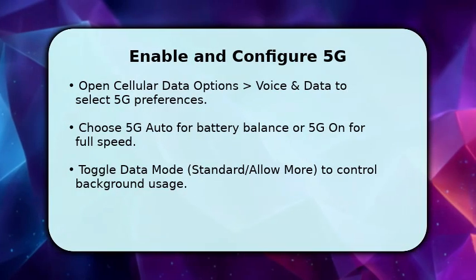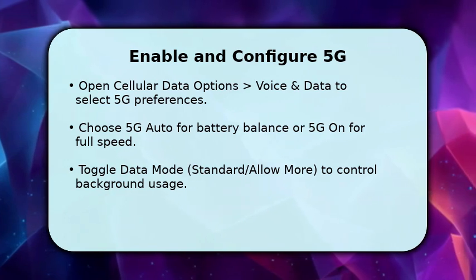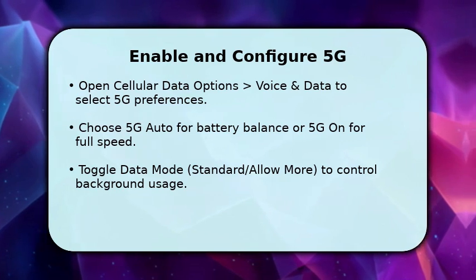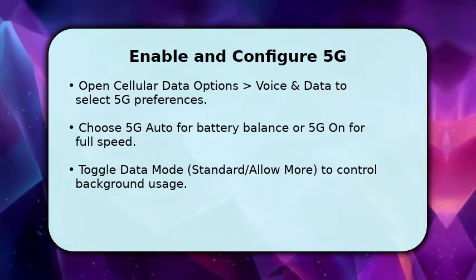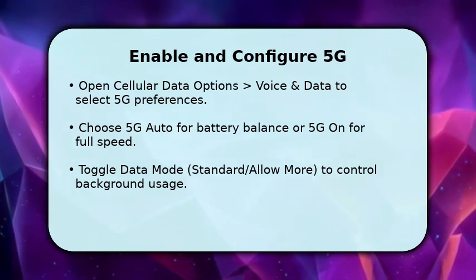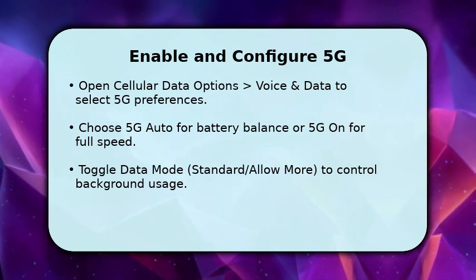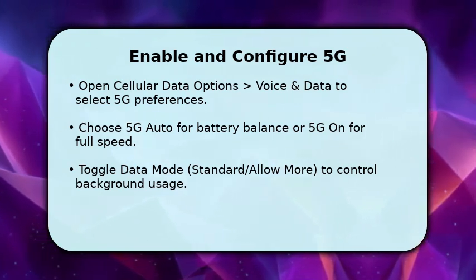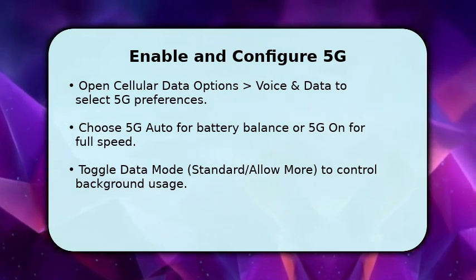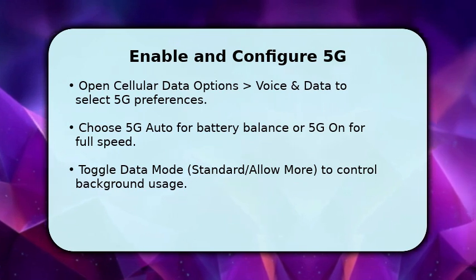You now configure the 5G mode. Tap Cellular Data Options, then Voice and Data. Choose 5G Auto to let the iPhone prioritize battery life and switch when needed, or pick 5G On to force higher throughput at the cost of battery. Next, inspect Data Mode. Standard limits background tasks, while Allow More makes apps use full bandwidth. You do this so you control performance versus power.